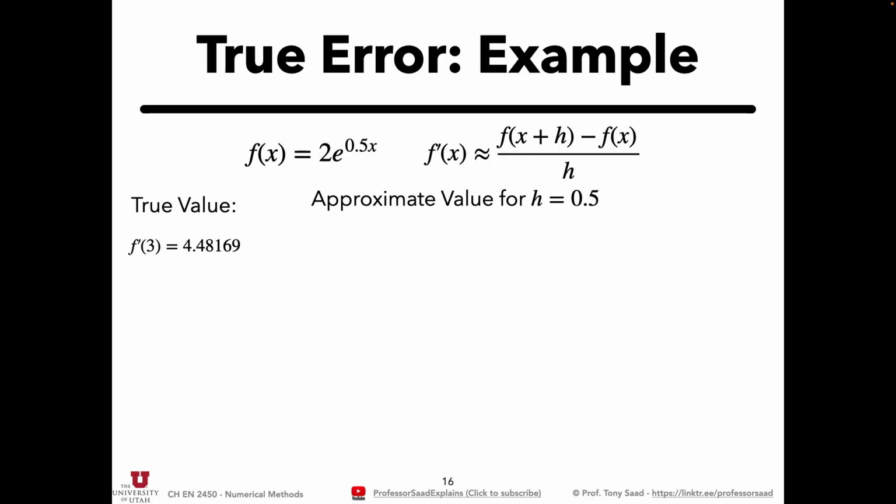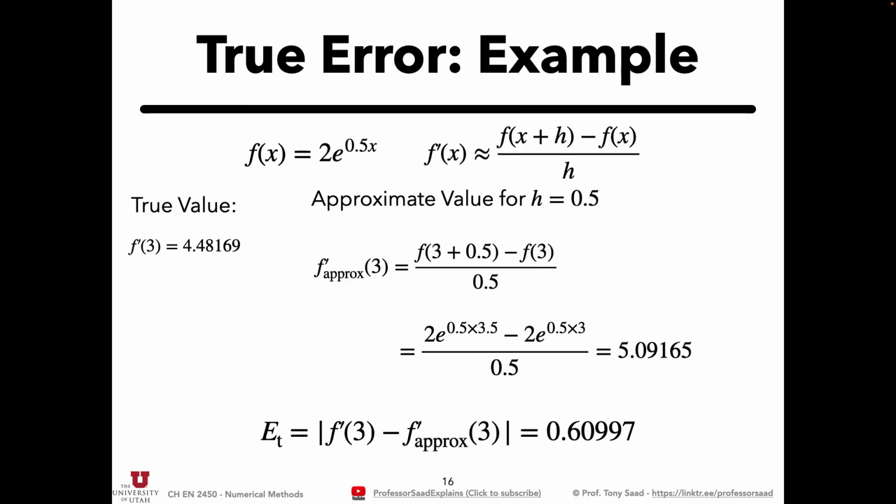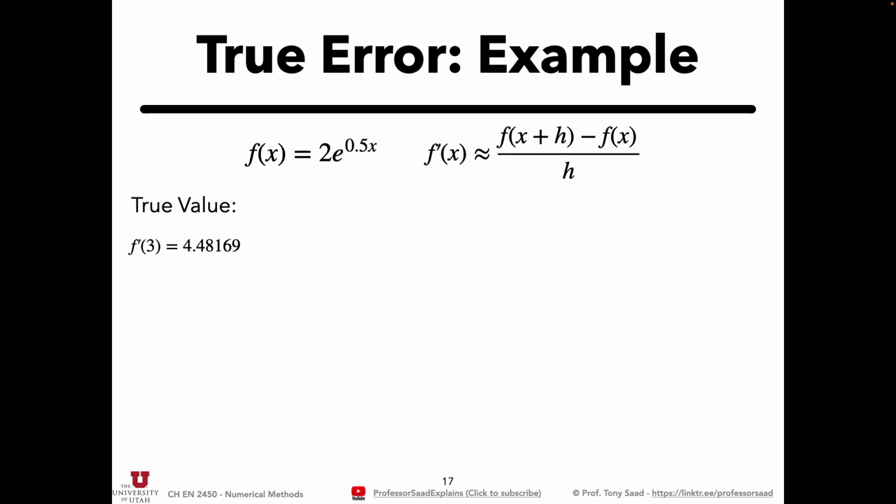For the approximate value for h equals 0.5, you simply plug in the numbers: f of x plus h, which is f of 3 plus 0.5, minus f of 3, over 0.5. And you know what f is? It's 2e to the half x, right? So you plug in the numbers, and you get some value for f prime approximate at 3, 5.091, whatever, and the true value is 4.48. So the difference gives you a true error. Why do we call it true? Because it's the difference between approximate and true value. I put an absolute value because I don't care about the sign of that error. Then you do the same thing for a different value of h, equals 0.05. So what do you expect to happen here?